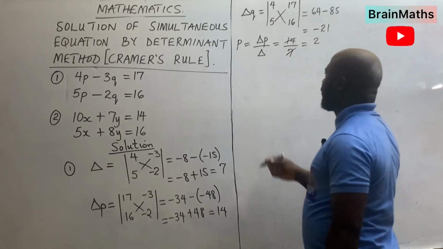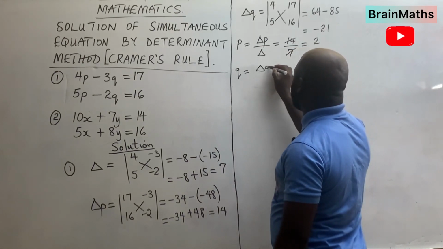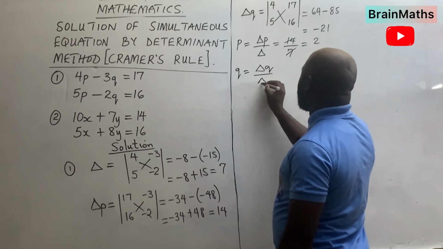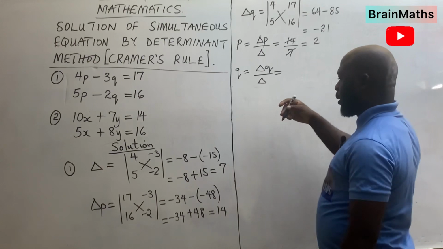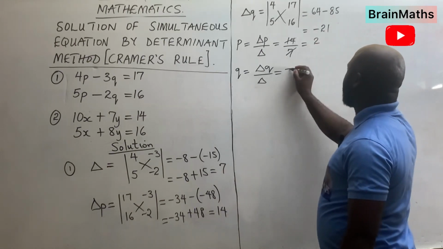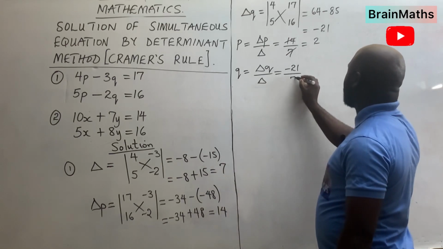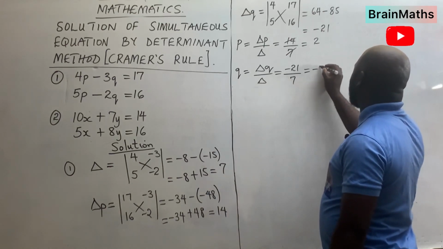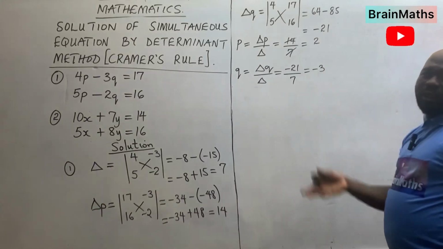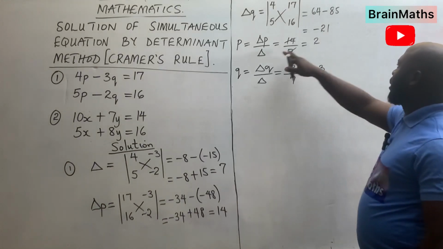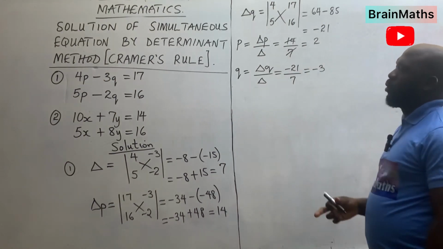14 divided by 7. And the value of our Q now will be the determinant of Q over the general determinant, which is going to give us: the determinant of Q is minus 21, and the general value is 7. So we have the value of Q to be minus 3. So using Cramer's rule, the final answer is going to be P equals 2 and Q equals minus 3.